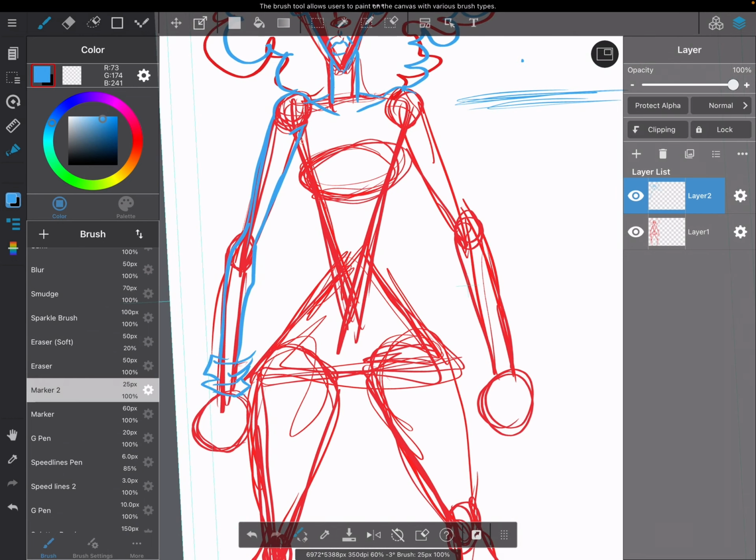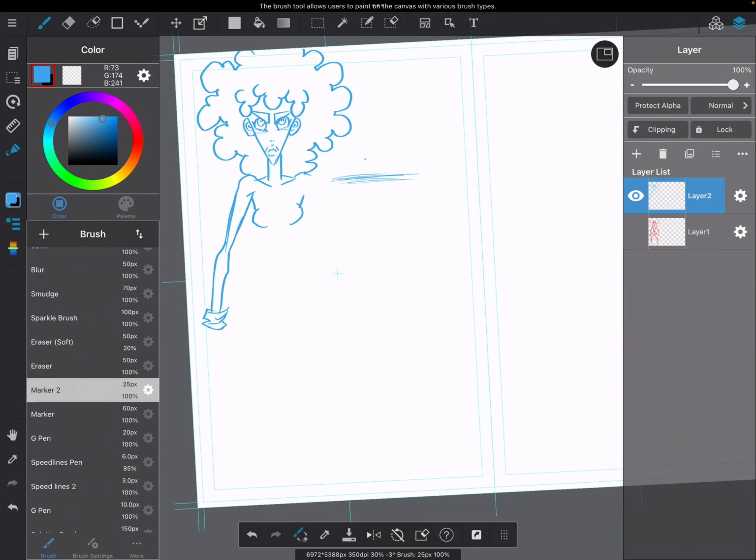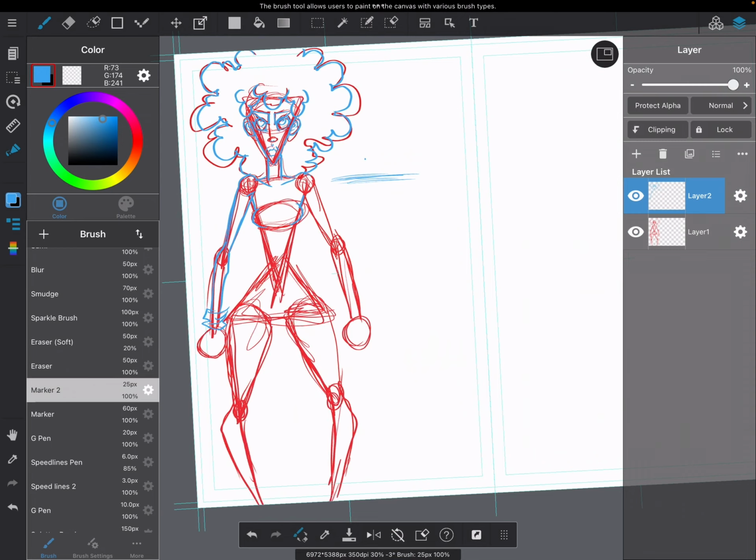and you design the character. Now, I chose triangles for Sasha. She's very angular, but I don't do all my characters like that. Some characters are more square. So let's go back to the red. Let's take this off.